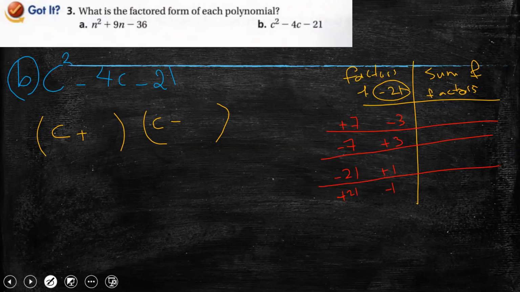The summation of positive 7 minus 3 equals positive 4. Negative 7 plus 3 equals negative 4. Negative 21 plus 1 is negative 20. And 21 minus 1 is positive 20. So which pair of factors has a summation of negative 4?